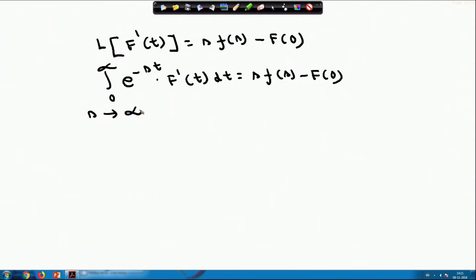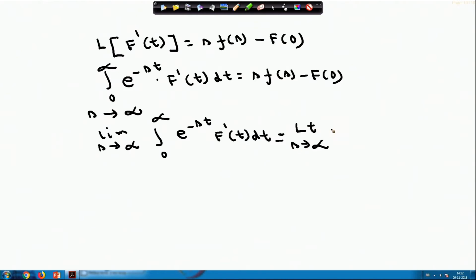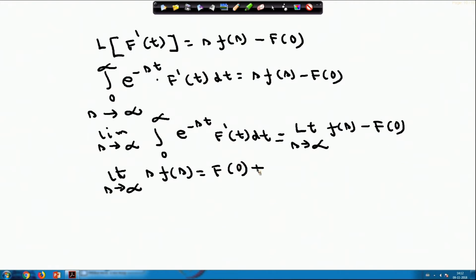Now, if I make s approaches infinity on both sides of the given equation, then I can write down limit s approaches infinity of integral 0 to infinity e power minus s t f dash t dt. This is equals limit s approaches infinity s f s minus f 0, because this is independent of s. Or this I can again write down limiting value of s approaches infinity s f s is equals f 0 plus limit s approaches infinity of integral 0 to infinity e power minus s t into f dash t dt.